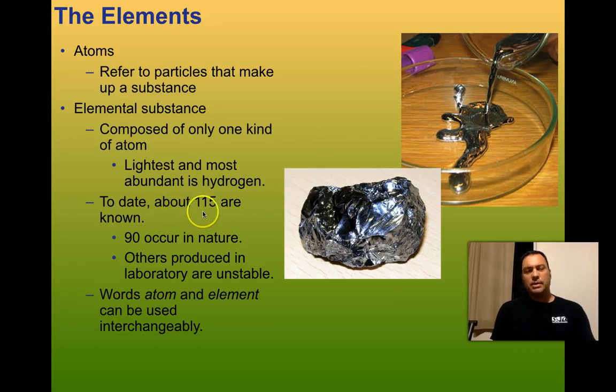Now some of these are made in laboratories, about 25 of them. But 90 are known to occur in nature, including uranium, hydrogen, thorium, you name it. Others produced in laboratory are unstable, which is to say radioactive. And the words atom and element can be used interchangeably. Usually we use the word atom to mean a specific small part of an element being a pure form of something.